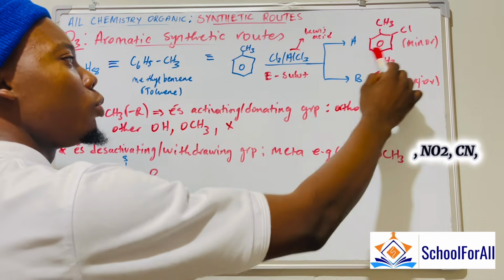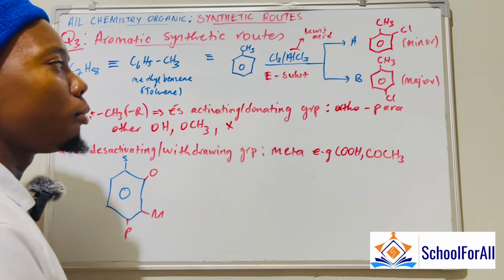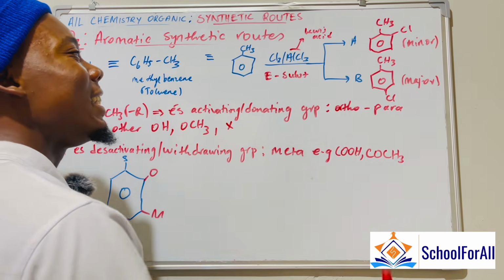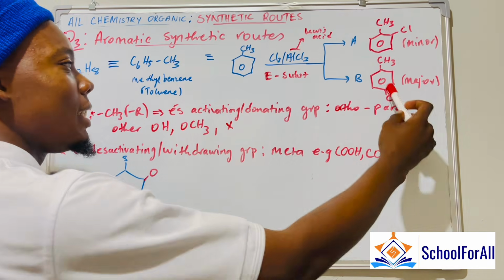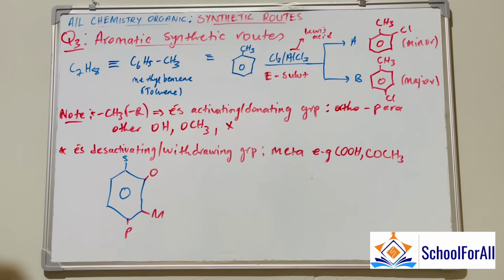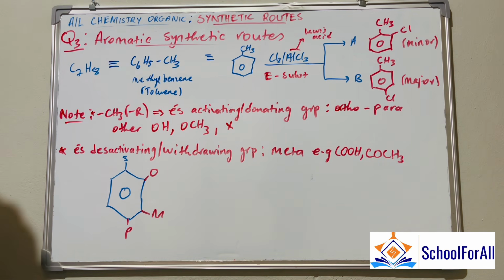So that is why I am going to produce more of this. Okay, so here I am having the major product and here I am having the minor product due to the difference in steric hindrance. In this product I am having more steric hindrance, whereas here I am having almost no steric hindrance. So that is our first part of the equation. Hope this is understood.